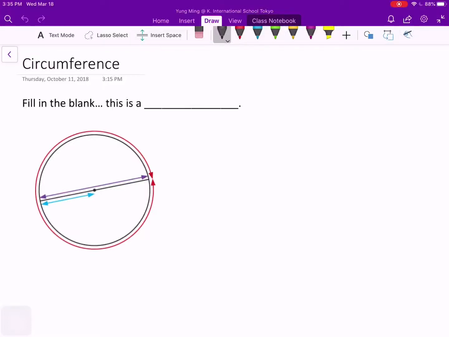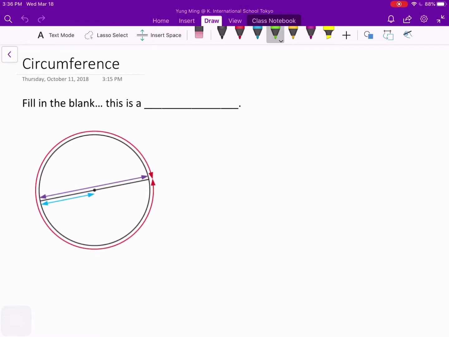Alright guys, welcome back. Today we're going to talk about circumference. Now take a look, figure out what this shape is, and not only that, can you also figure out those color-coded lines or curves, okay? Namely the blue line, the red curve, and the purple line. Pause the video, whenever you're ready, we'll get back together.